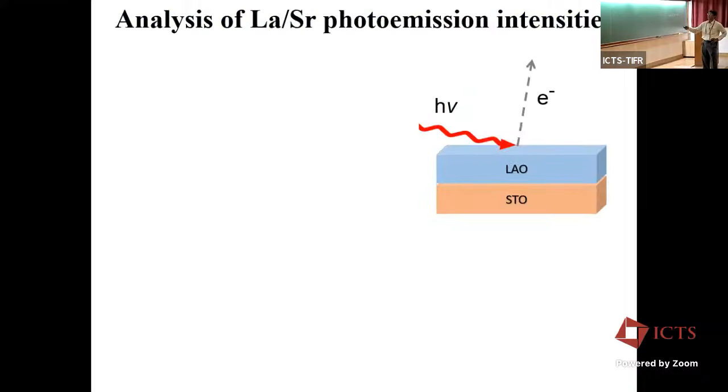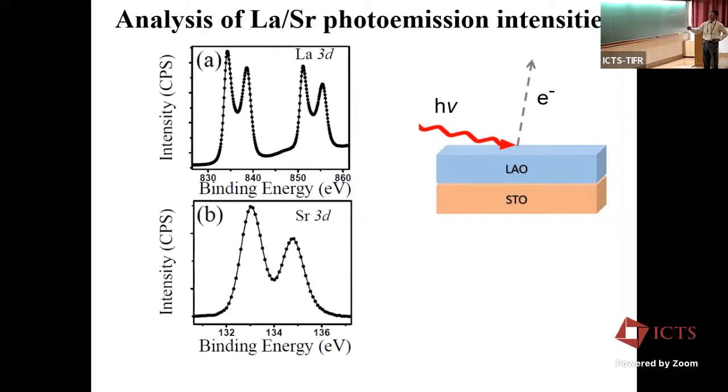So we have lanthanum aluminate on top, strontium titanate below. Lanthanum signal, very nice and beautiful signal. Strontium signal is very nice and beautiful. To get rid of geometric factors that would bother us otherwise, what we would do is to look at the lanthanum to strontium intensity ratio.